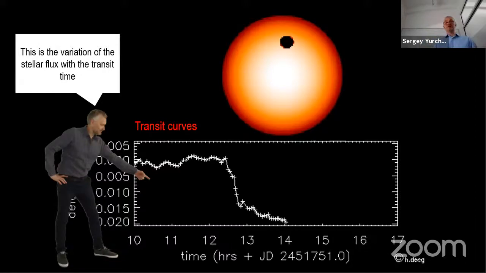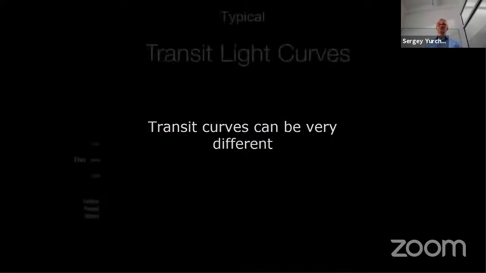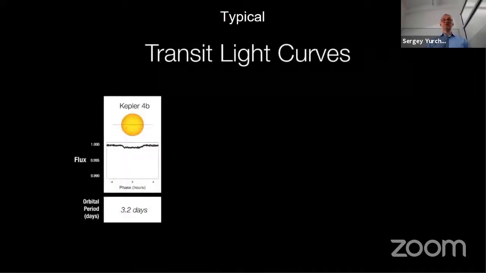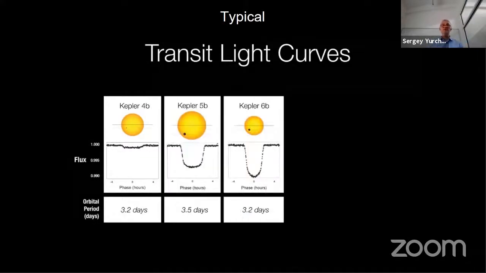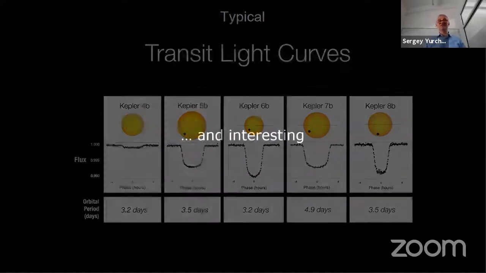That's what we can measure. And transit curves, as we call them, can be different. For example, the typical transit curves for some planets like Kepler 4b, 5b, 6b, 7b, 8b. You see that they're all, in this case, very short orbits from 3 days to 4.9 days, and they have different shapes, which is obviously interesting and important.